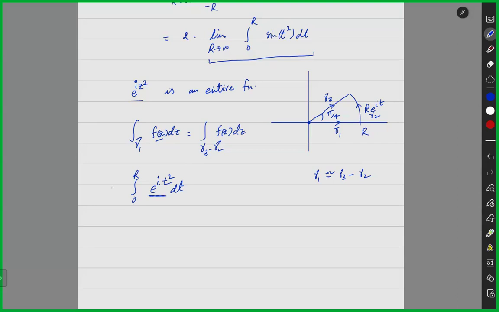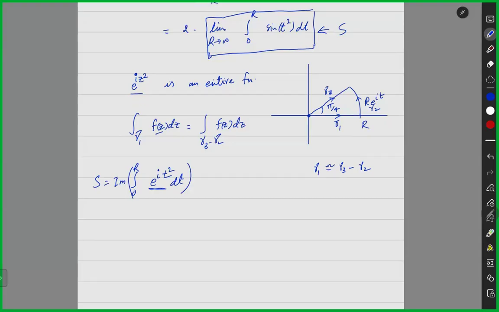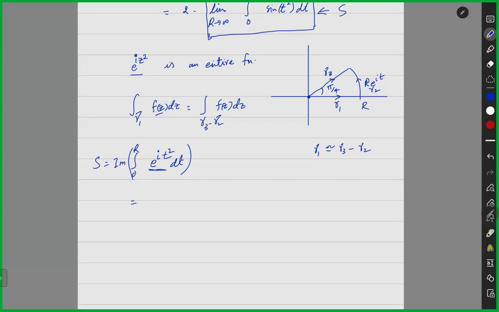So what will be our answer? Our answer, this will be, let's say this is what we want to calculate. This is, let's say, capital T, or not T. We can use some other thing, S. So S will be the imaginary part of this. So we first calculate and then we'll focus on the imaginary part. So this is equal to the RHS of star. It's equal to gamma 3 minus gamma 2 of f(z) dz.